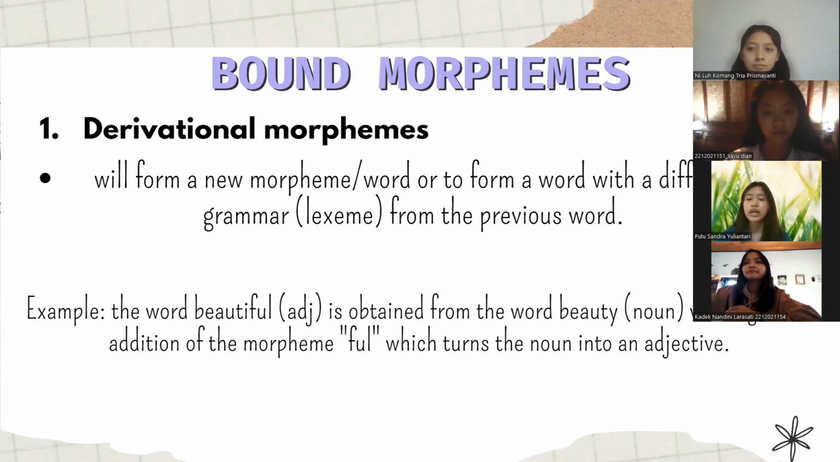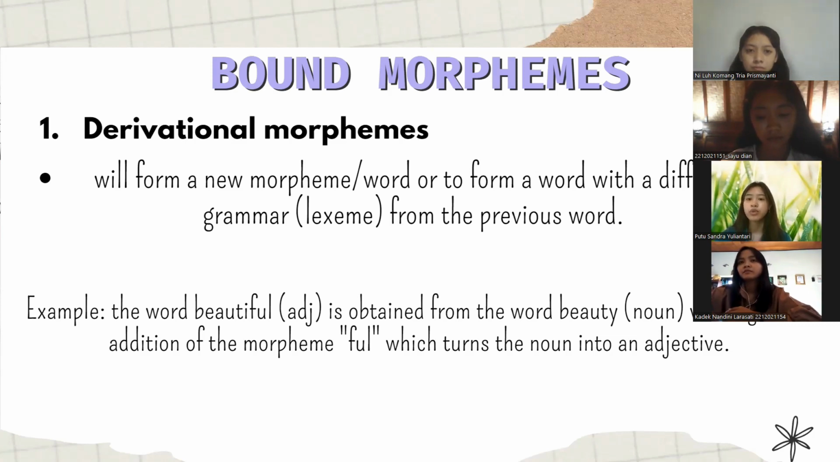For example, the word beautiful is an adjective. Beautiful is derived from the word beauty. Beauty is a noun, which gets the additional morpheme full, which turns the noun into beautiful, an adjective. So, for that reason, the morpheme full is included in the derivational morphemes, specifically a suffix, or it's located at the end of a word, because it changed the word from a noun lexeme to an adjective lexeme.